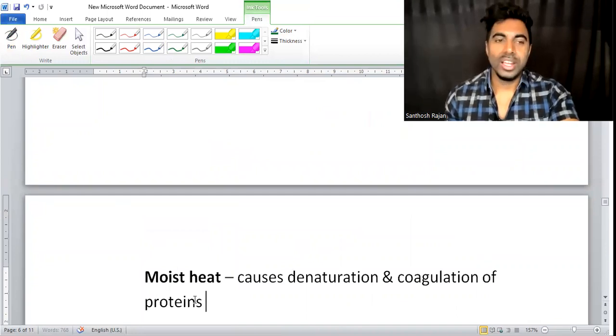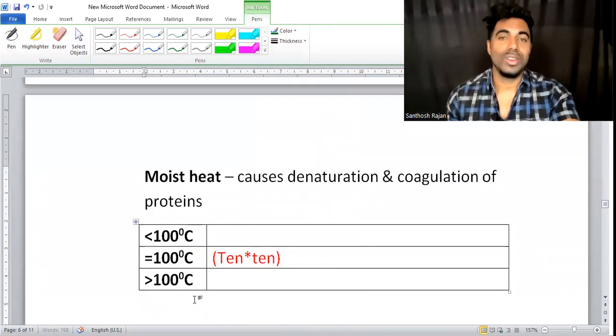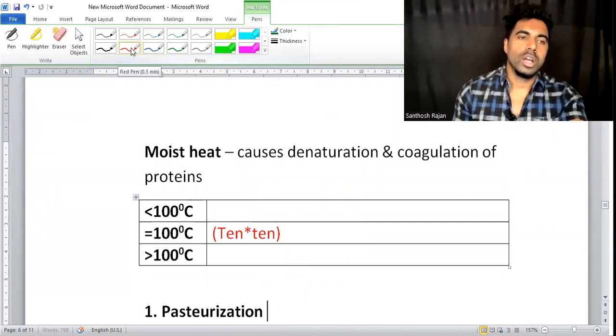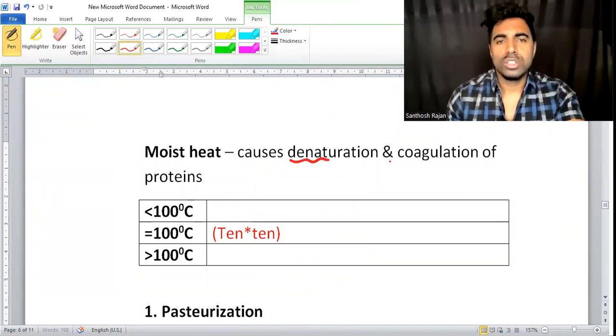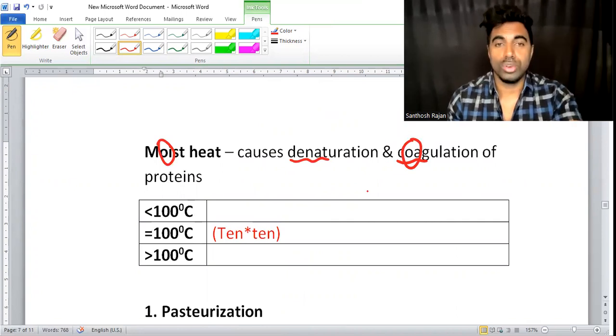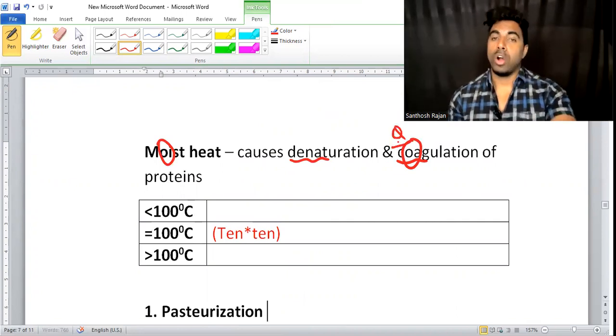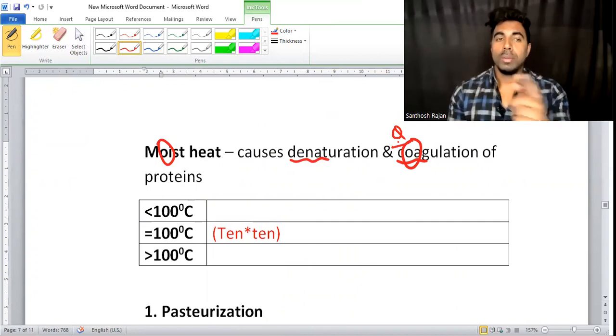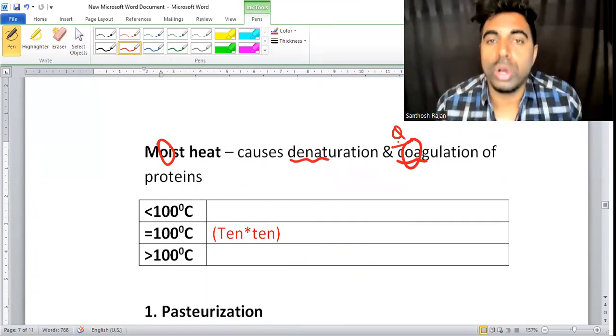Okay. Now, what about moist heat? Moist heat is also very, very important. You know that already. Moist heat basically causes denaturation and coagulation. Coagulation is not in dry heat. That is the question they'll ask, which is the exception. Dry heat is oxidation. But in moist heat you cause coagulation also.